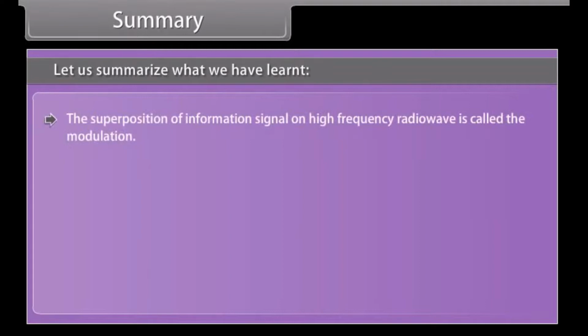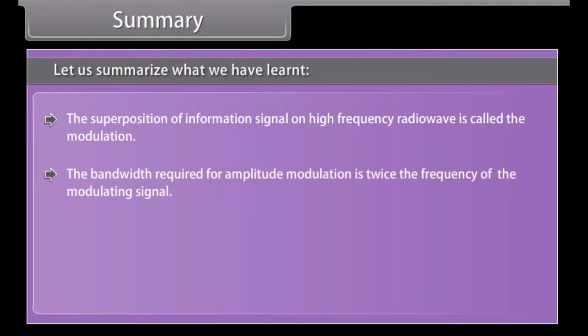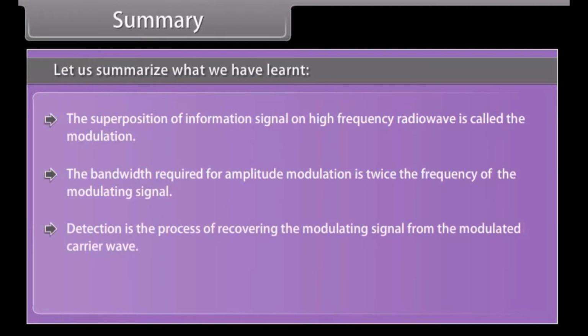The superposition of information signal on high-frequency radio wave is called modulation. The bandwidth required for amplitude modulation is twice the frequency of the modulating signal. Detection is the process of recovering the modulating signal from the modulated carrier wave.